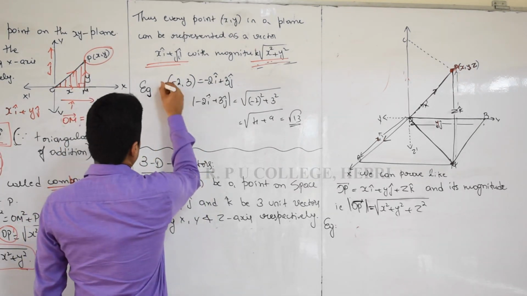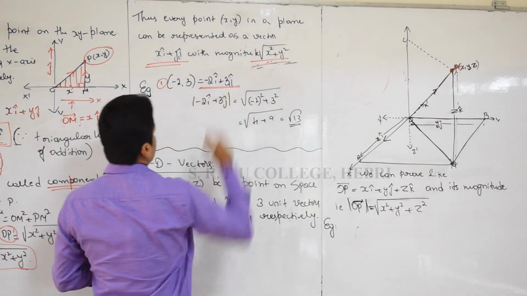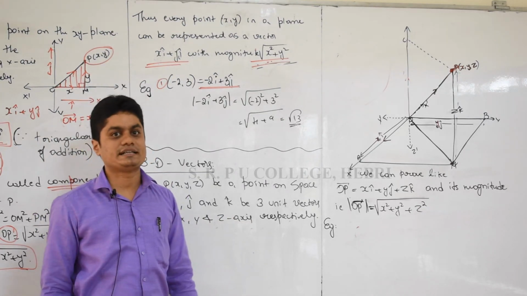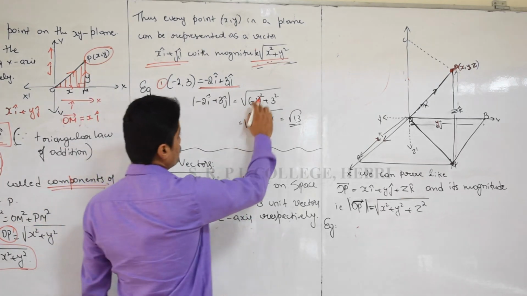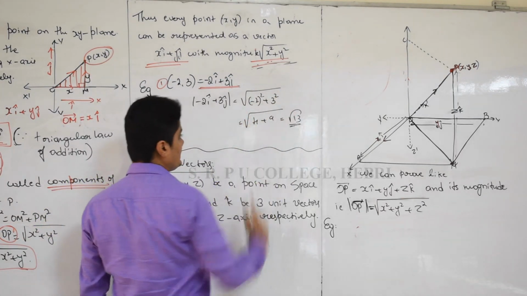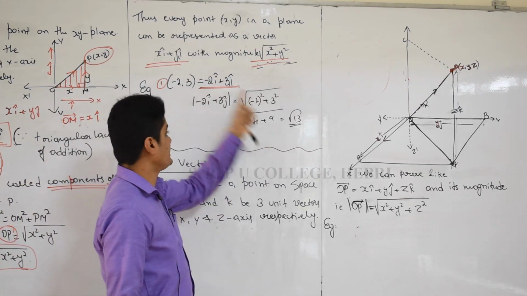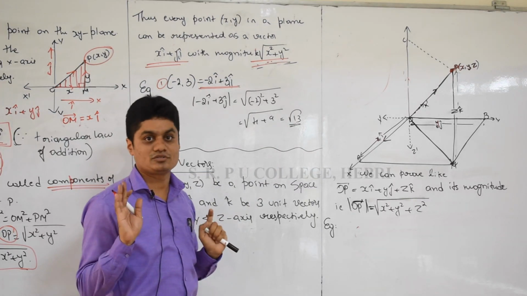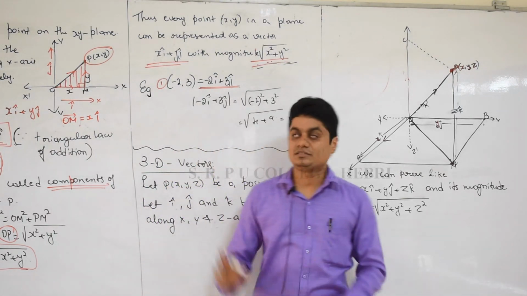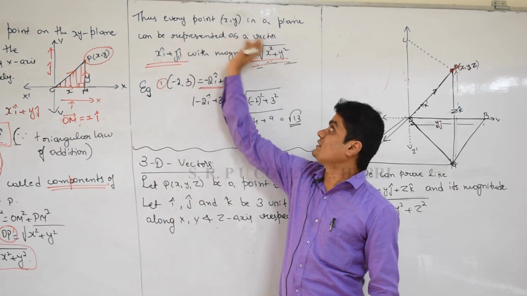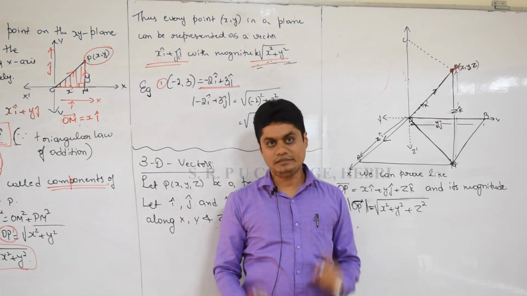Okay, so let me take one example. If I take minus 2 comma 3 as a point, it can be represented as a vector minus 2i plus 3j, and its magnitude is root of minus 2 whole square plus 3 square, and 4 plus 9 equal to root 13. So magnitude of this vector is root 13, which is using square root of x square plus y square. Got it? Very good. So in plane, just remember this, every point can be represented as a vector xi plus yj cap with the magnitude. That's it. So this is about two-dimensional vector.